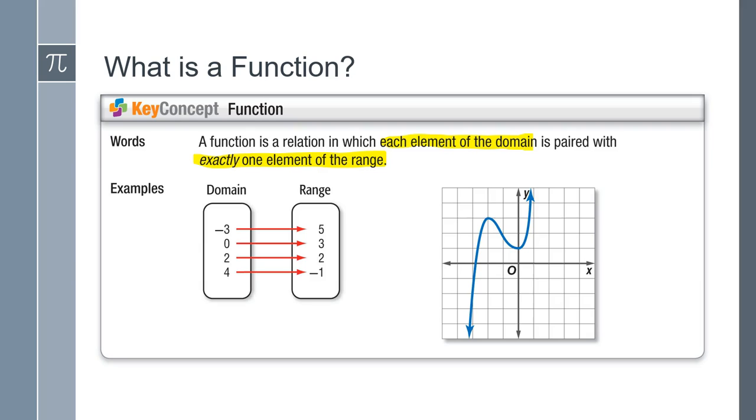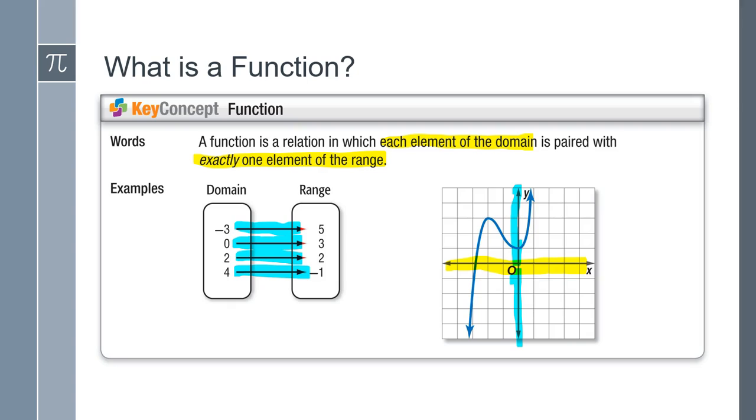So a domain, as you learned yesterday, is the input. It is your x values here. Your domain is all of your x's, whereas your range is all of your outputs. So that would be all of your y values here. That is what your range is. So you can see in this example for this map, your domain is mapping exactly one value to your range. So these are two representations of this.